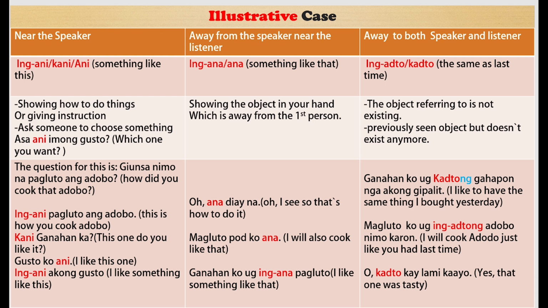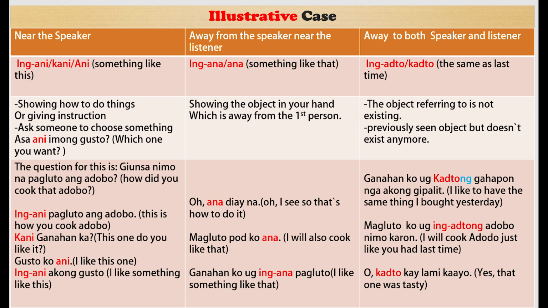So, okay. See, then over here, she said, magluto pod ko ana. So, I will also cook like that. Magluto pod ko ana. Okay, I will also cook like that. So, away from the listener. Ganan ko og ing ana pagluto. I like something like that. So, ganan ko og ing ana pagluto. I like the way you cook it. I like your cooking or the way you cook it.